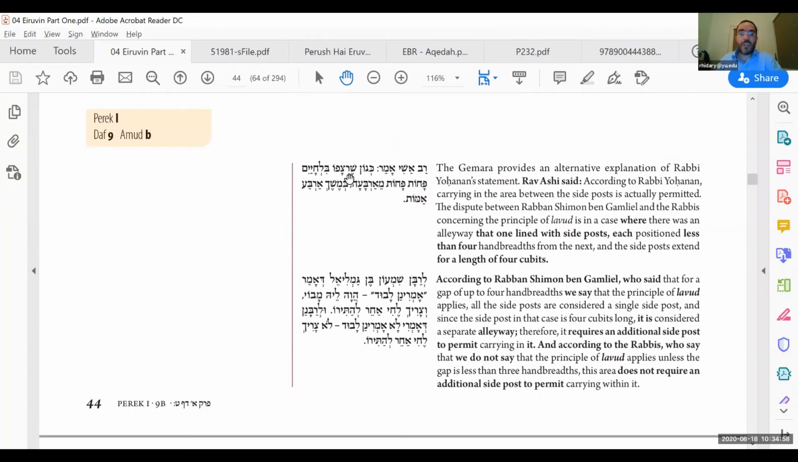Rav Ashi amar: kegon sheresafo bilchayayim pachot me'arba'a. That's exactly Rabbi Yochanan's words. And then he adds b'meshach arba amot, and you do that for 4 amot into the lechi, into the mavoy. Rabban Shimon ben Gamliel damar amrinan lavud havele mavoy v'tzarich lechi acher lehatiro. Rabbanan damre la amrinan lavud lo tzarich lechi acher lehatiro.